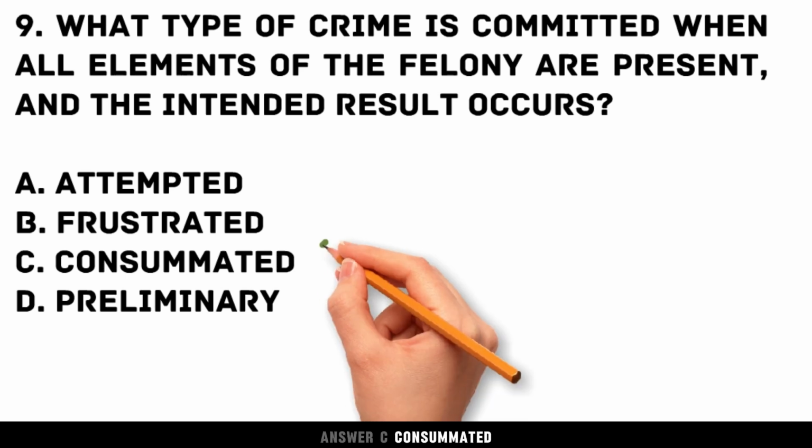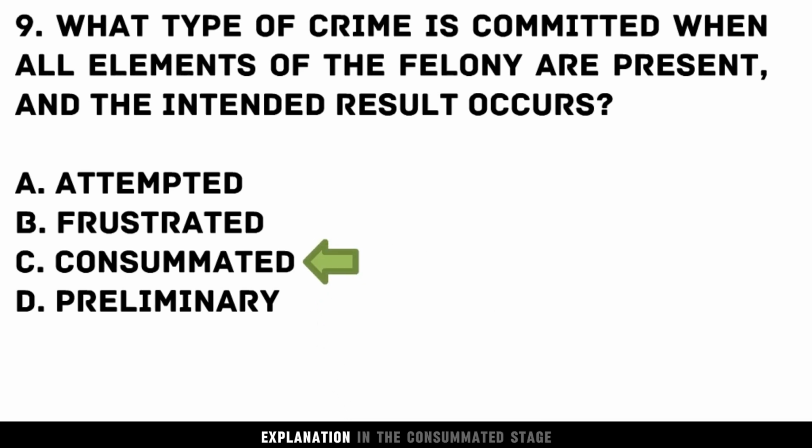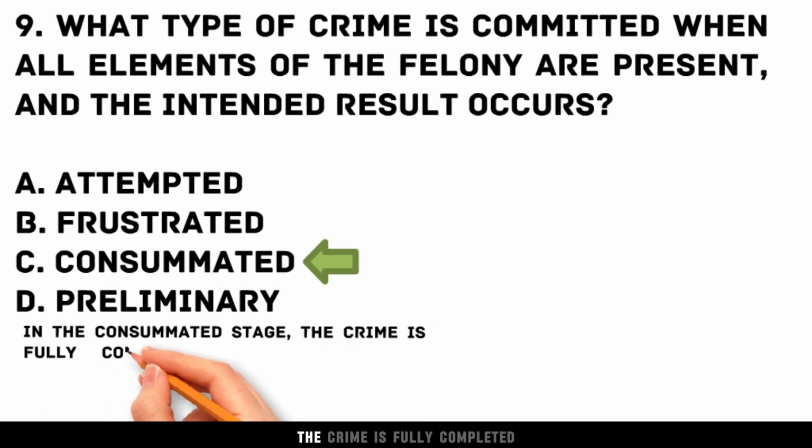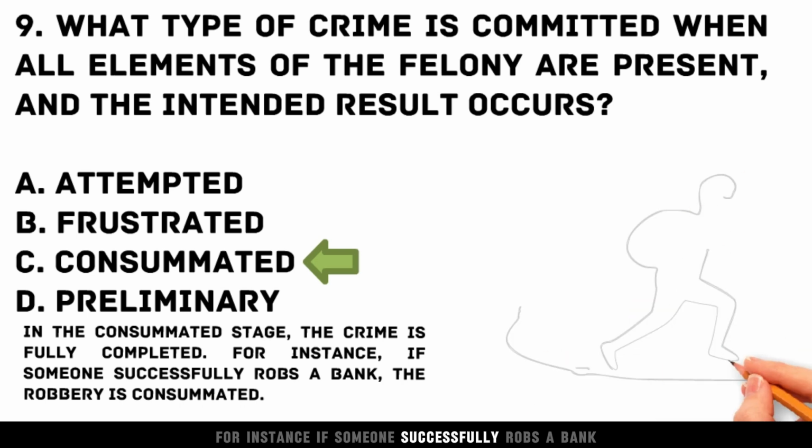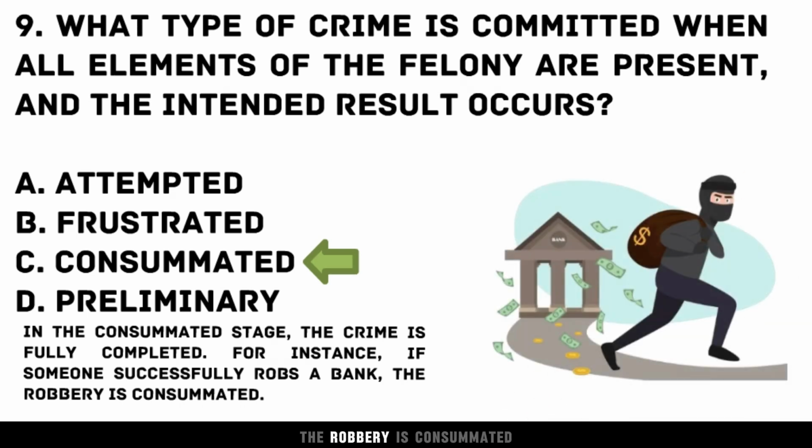Answer: C. Consummated. Explanation: in the consummated stage, the crime is fully completed. For instance, if someone successfully robs a bank, the robbery is consummated.